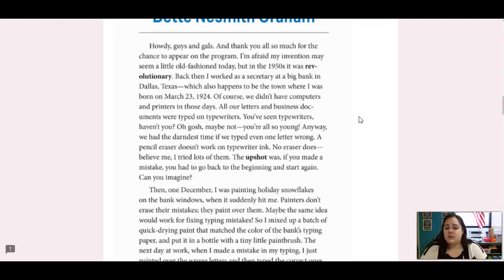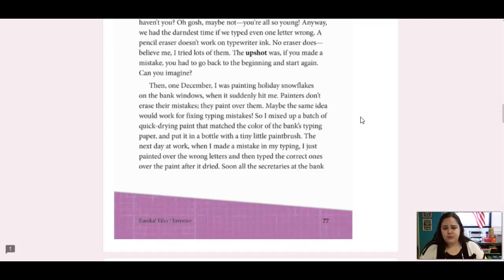A pencil eraser does not work on typewriter ink. No eraser does. Believe me, I tried lots of them. The upshot was, if you made a mistake, you had to go back to the beginning and start again. Can you imagine? Then one December, I was painting holiday snowflakes on the bank windows when suddenly it hit me.